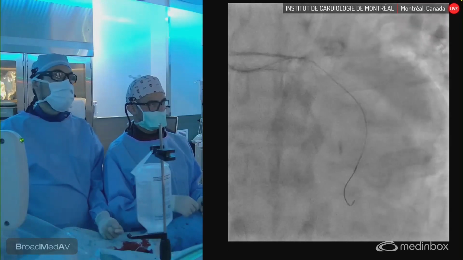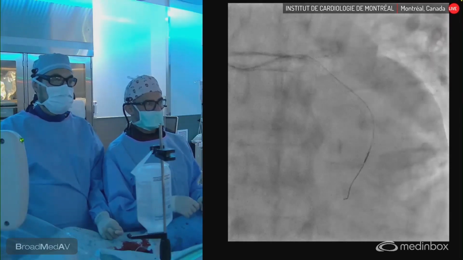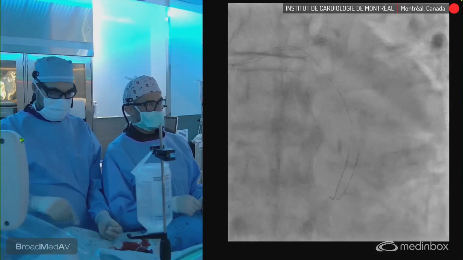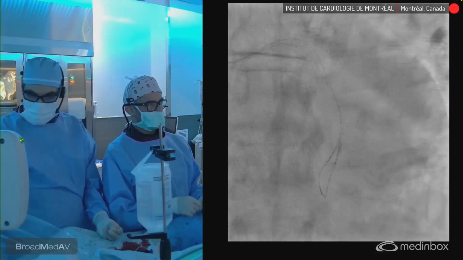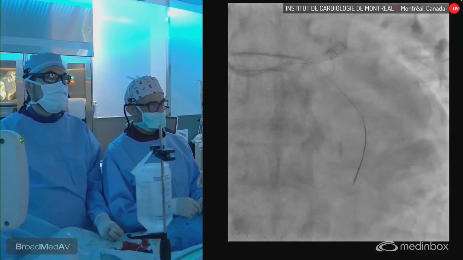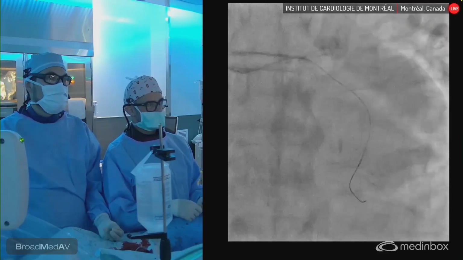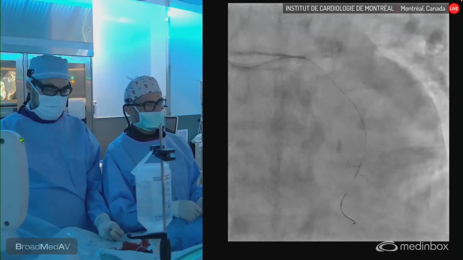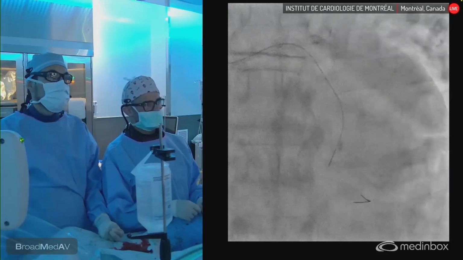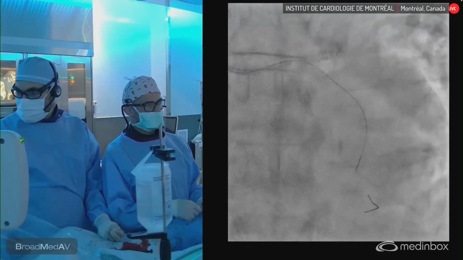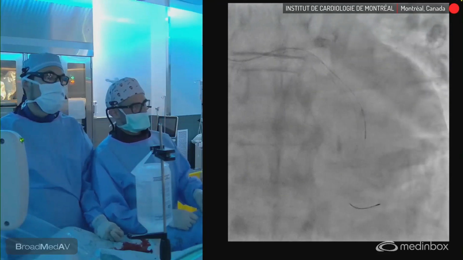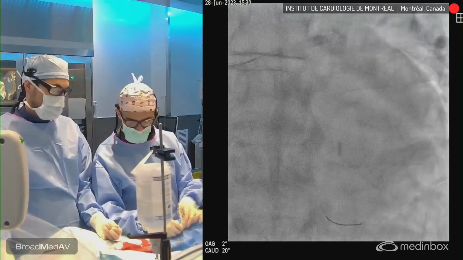You see the Viper wire is right here. Okay. I'm using the roadmap just to guide it. Hopefully it's going to go in that main branch. Going in this little branch. That's it. That's good there. Okay, I'm going to keep the wire in that place.